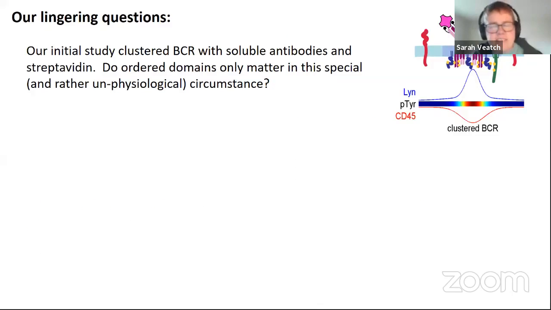But so after that study, we had a lot of lingering questions. One was that we used this really artificial activation scheme. We stimulated with streptavidin, basically attached to an antibody that bound to the B cell receptor nowhere near its natural ligand binding site. And maybe what we saw was kind of an artifact of this very artificial stimulation scheme.